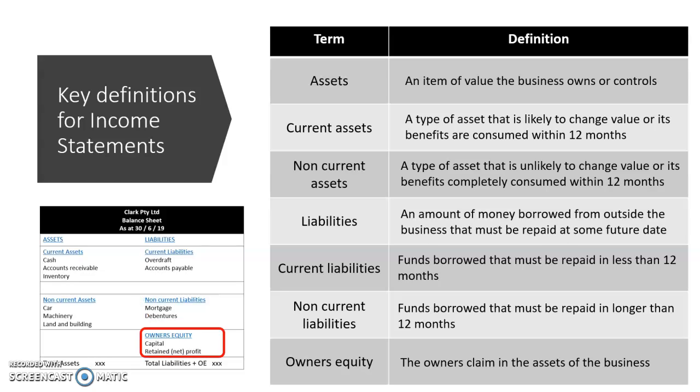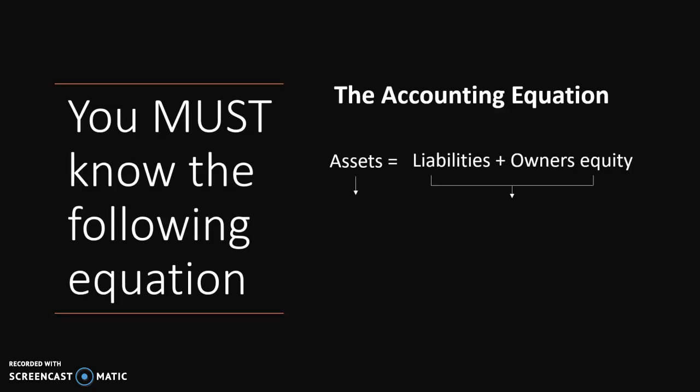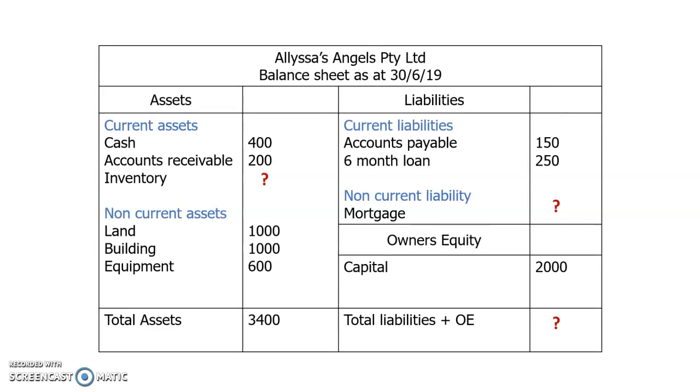The final thing that we need to know is our owner's equity, and that's the owner's claim in the assets of the business. Remember, you have to know the accounting equation of assets equals liabilities plus owner's equity. What the business owns has to equal how they paid for it. And more often, the HSC is getting you to use this equation to find missing figures. So let's have a look at Alyssa's Angels to see how we can use the accounting equation to solve and find some of these missing figures.